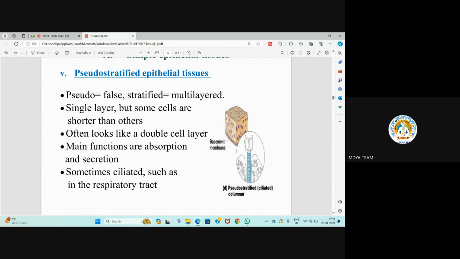Single layer, but some cells are shorter than others. That is why this assumption occurs. It often looks like a double cell layer. Main functions are absorption and secretion, almost similar. Sometimes ciliated, such as in the respiratory tract. Sometimes these pseudostratified epithelial cells are also ciliated, like in the lungs.